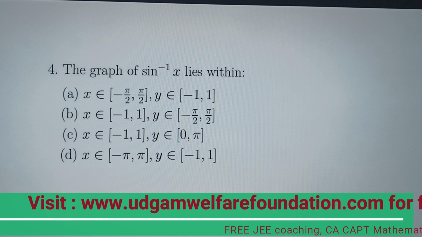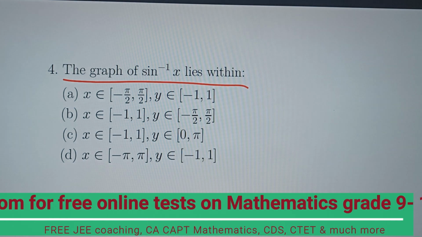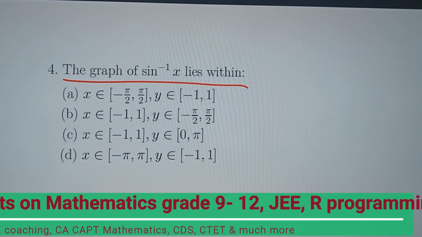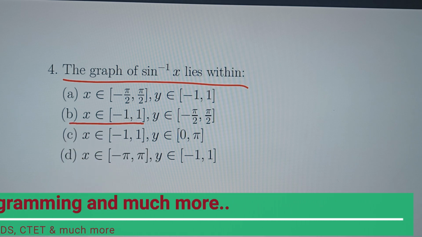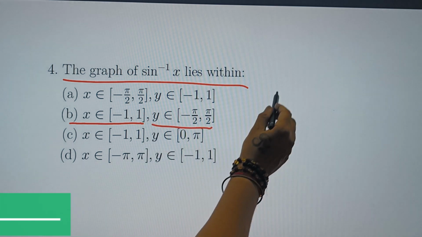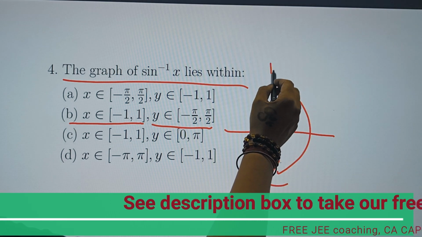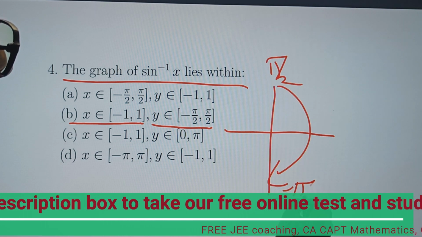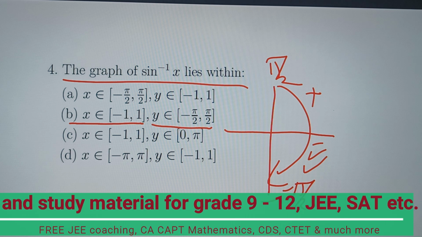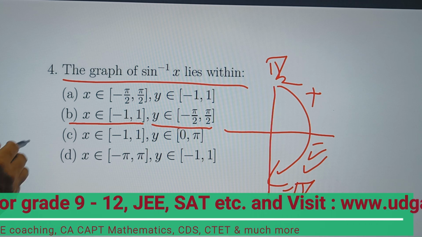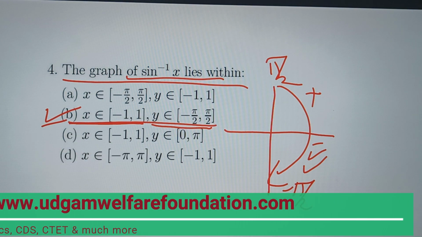So student, this is our next question, which states: the graph of sin inverse x lies within what? As we know, for sin inverse x, x belongs to minus 1 to 1, and y belongs to minus pi by 2 to pi by 2 only. So this is the area basically, right? Pi by 2 to minus pi by 2. Very simple, because sin is positive here and negative here. So option number B is our correct answer. Hence the graph of sin inverse x lies between these. Now let's move towards our next question.